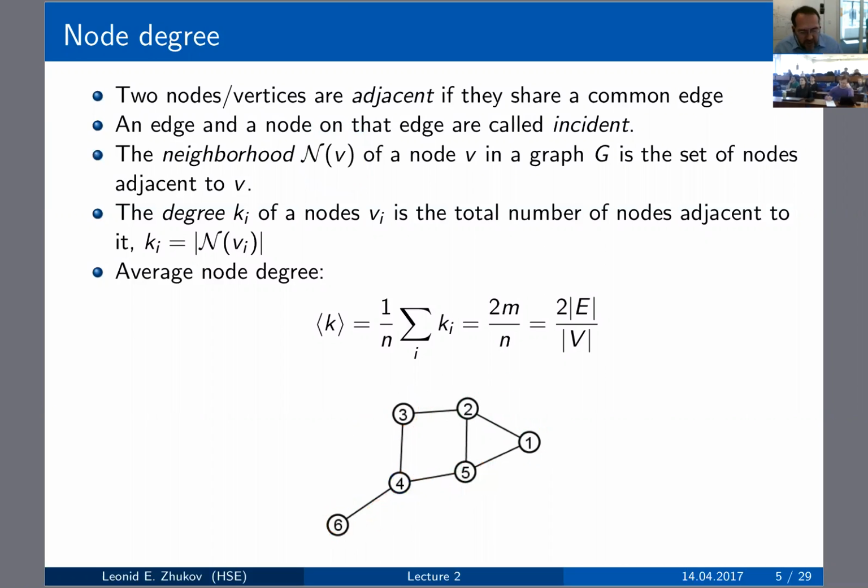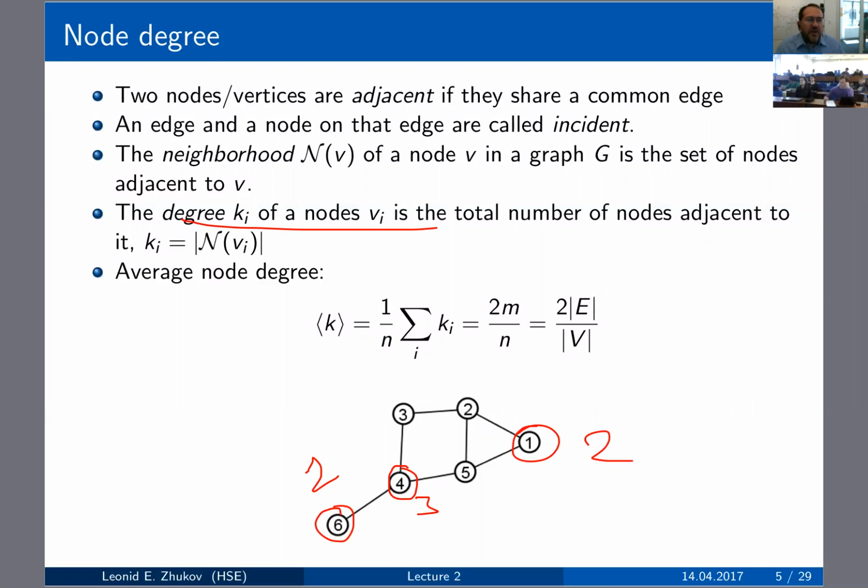Now, the degree of a node is the total number of nodes adjacent to it. So degree is just the total number of connections. If it's a social network, it's the total number of your friends. If it's a phone call network, it's the total number of people you're calling, et cetera. So the degree of node 4 is 3 because it's connected to 3 other nodes. The degree of node 1 is 2 because it's connected to 2 nodes. The degree of node 6 is 1.